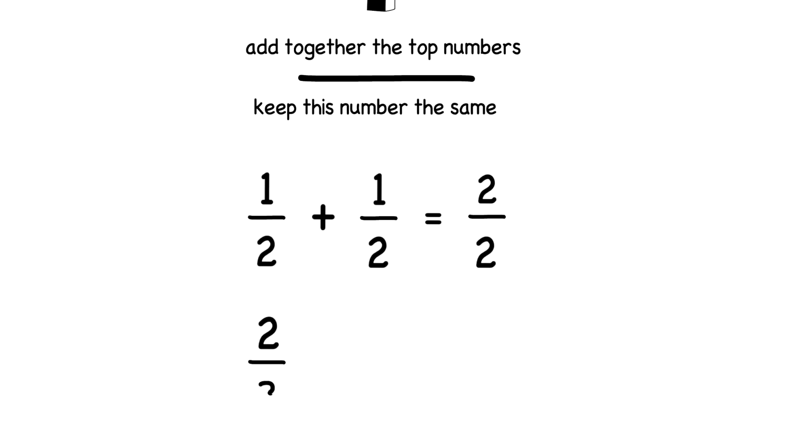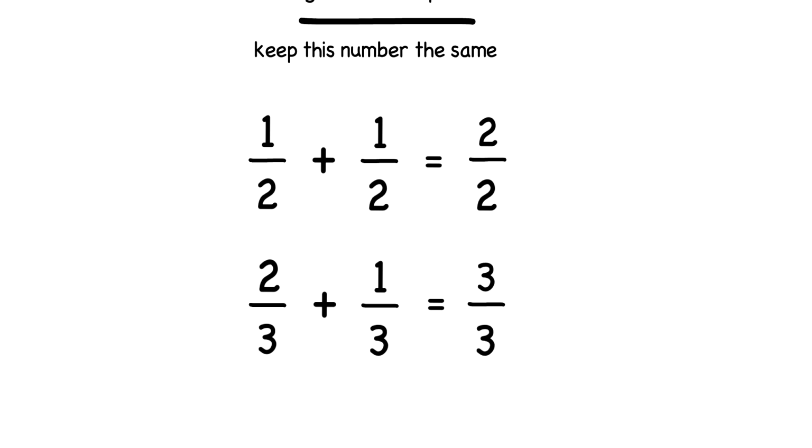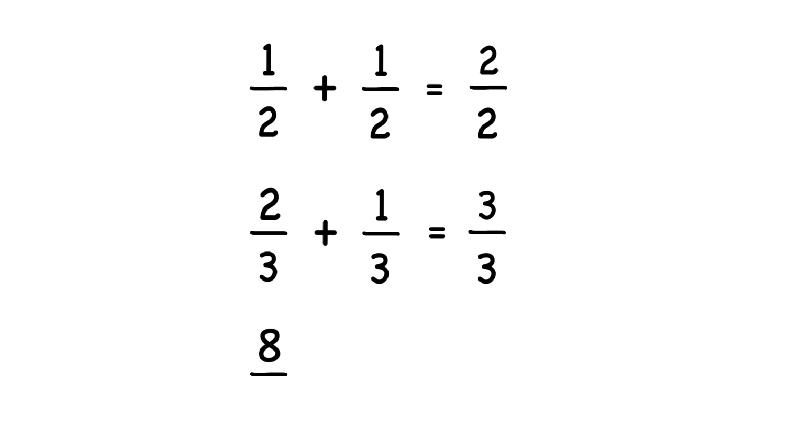Let's try another example with 2 over 3 add 1 over 3. 2 add 1 will give us 3, and 3 stays the same. Lastly, if we had a top-heavy fraction, it's the same thing. If we had an 8 over 4 add a 3 over 4, 8 plus 3 is 11, 4 will stay the same.